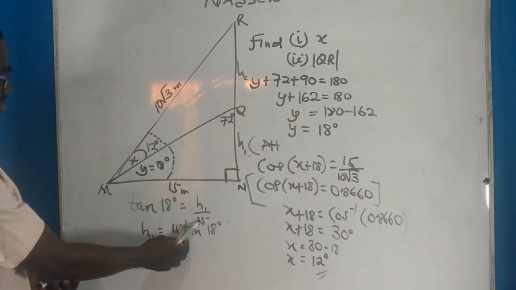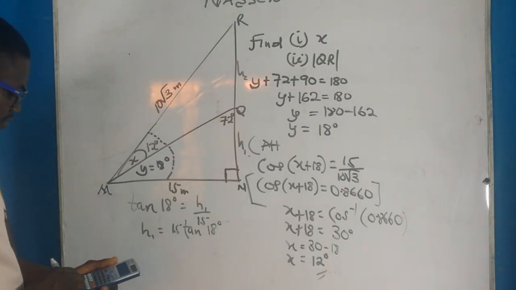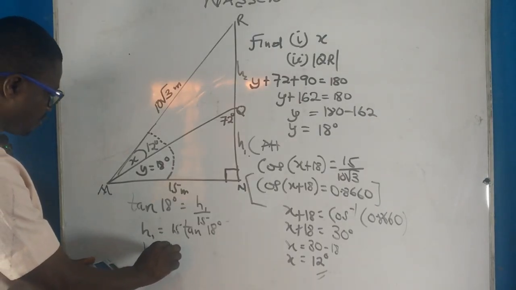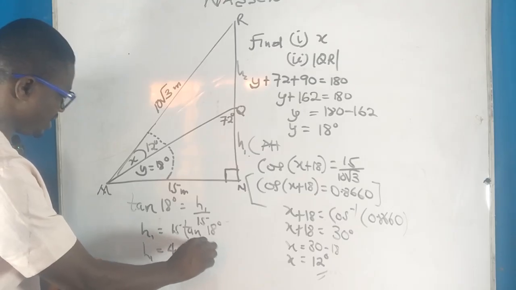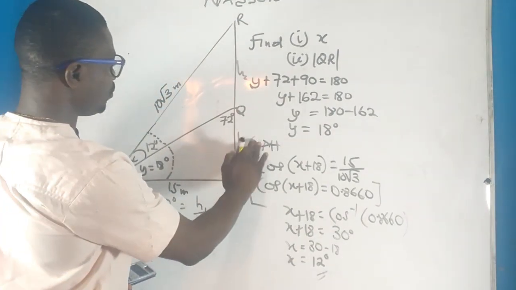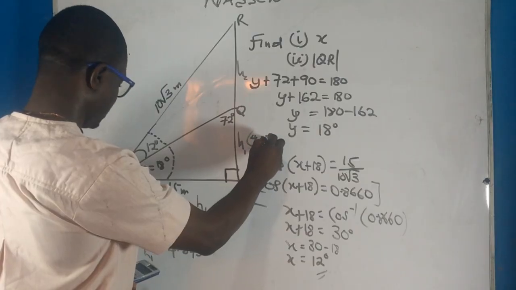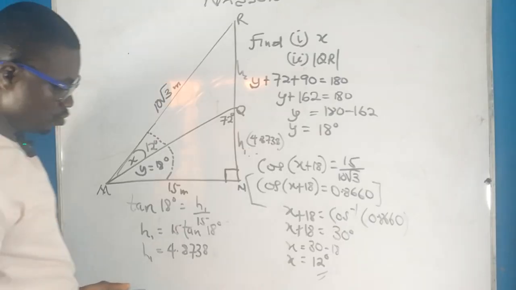I hope you know that you change the subject, make h1 the subject, multiplying 15 by tan 18. That gives you 15 tan 18. So 15 tan 18 is giving you h1 to be 4.8738, at least 4 decimal places. Now that we know that this side is 4.8738, we can find the major height. Let's do that.